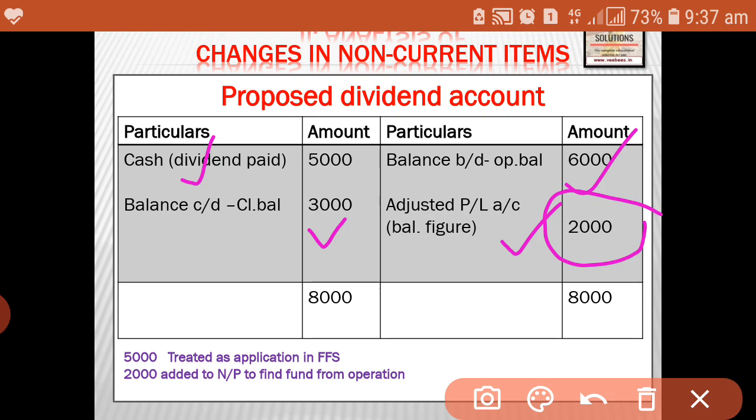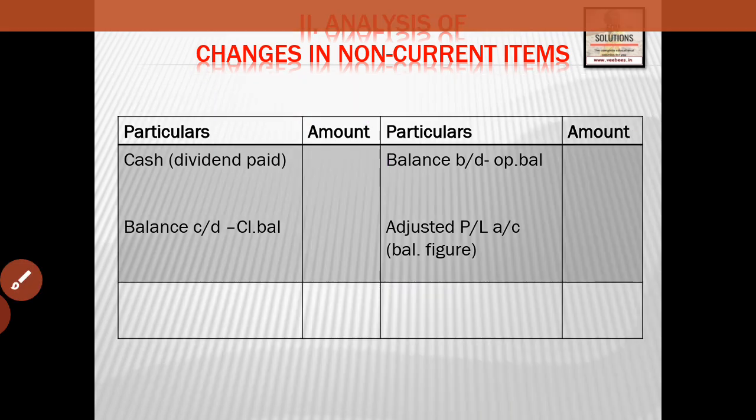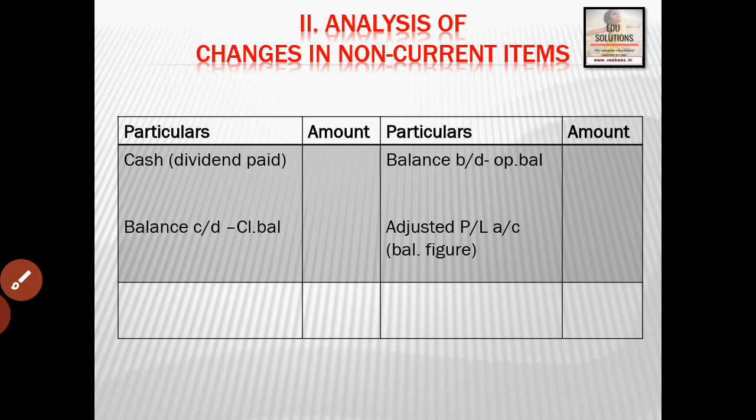2000 is the current year proposed dividend. It is added with the net profit to calculate fund from operation. And the second one is this 5000. This is dividend paid during the year. It is an application of fund. It is treated as an application of fund in fund flow statement. Are you clear? Then this is another proposed dividend account.